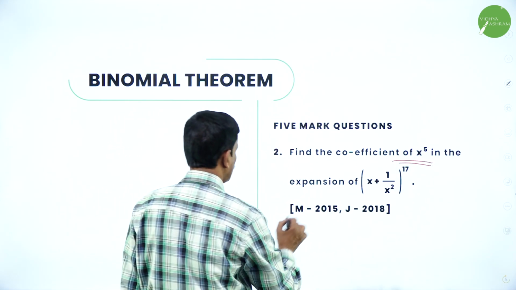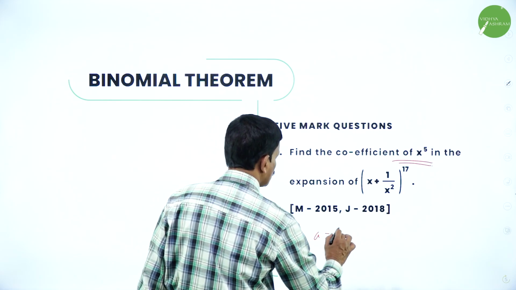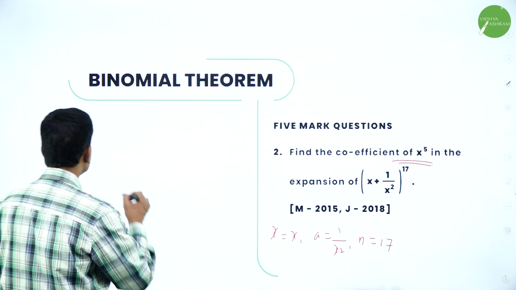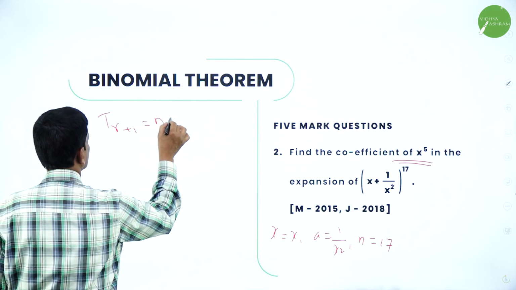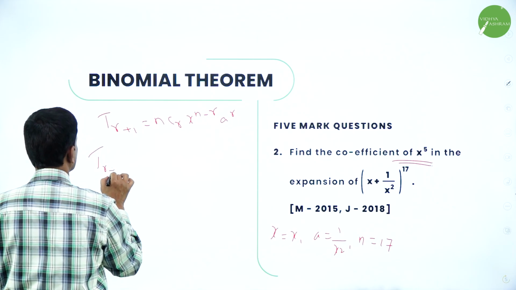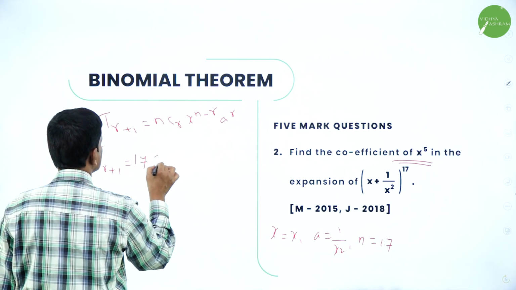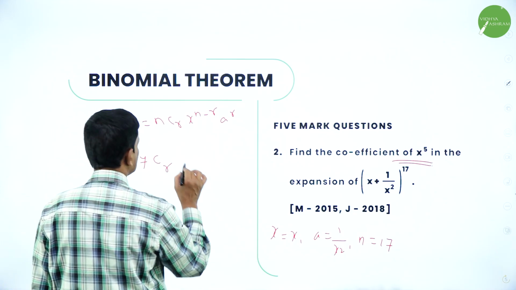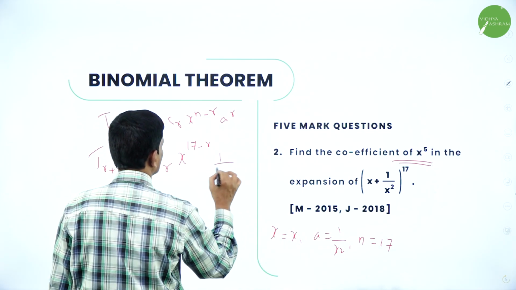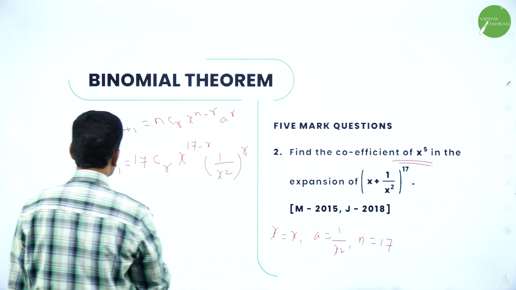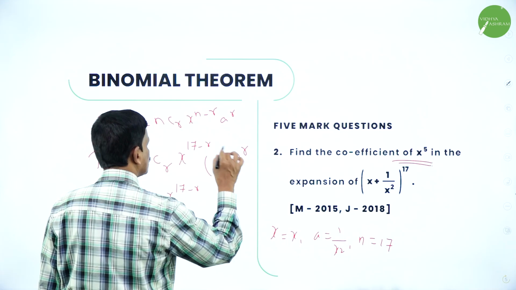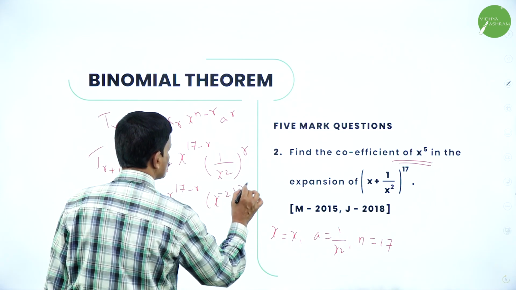Now just comparing, x is equal to x, a is equal to 1 over x square and n is equal to 17. Now using the nth term, we know tr plus 1 is equal to ncr x raised to n minus r into a to the power of r. So tr plus 1 is equal to 17cr, r we don't know, x raised to 17 minus r into a. What is a? a is 1 over x square whole raised to r. So this is 17cr, x to the power of 17 minus r. Take this to the numerator, it becomes x raised to minus 2 whole raised to r.